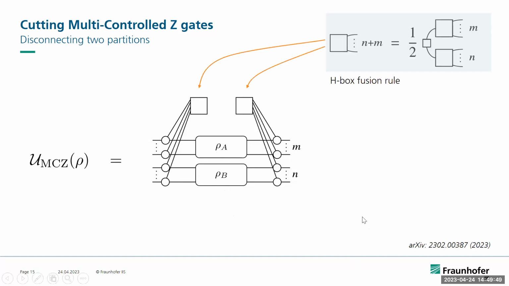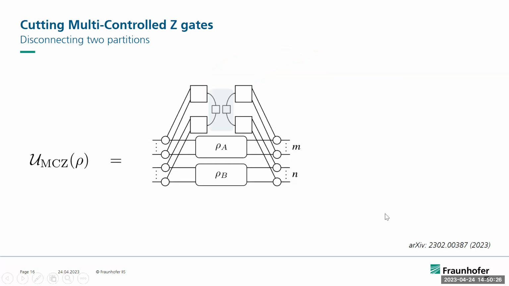And the first identity we use is the H-box fusion rule, which says that we can write an H-box with n plus m wires as the tensor product of two H-boxes, one with m and one with n wires, and they are contracted via this Hadamard gate. And this is basically a restatement of the Schmidt decomposition of such vectors with only ones as entries and one -1 as the last entry. And we just plugged that here into this expression.